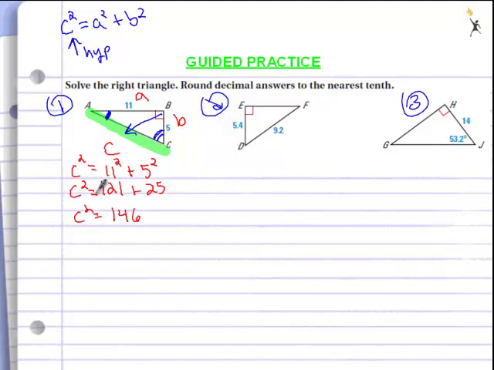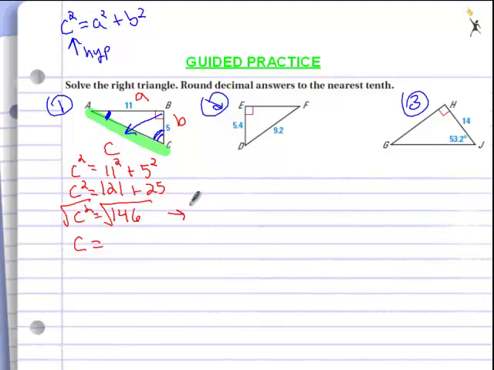Now, maybe you need to review reducing radicals, the very first video of this chapter. But when we want to find C, not C squared, we know what C squared equals. We want to find just C. We need to do the inverse of this function. Right now we're squaring it. The inverse of that is the square root function. So the inverse of a square is just a number. And now I have the square root of 146.